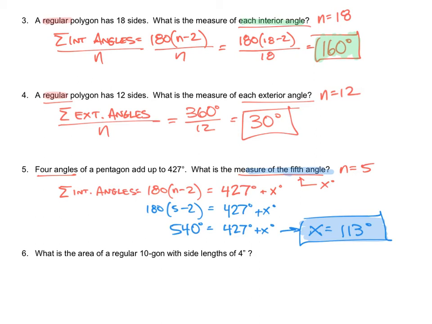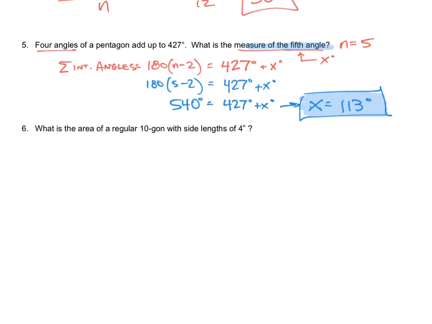Question number 6, probably the hardest one that I've asked you to do on this side. What is the area of a regular, oh, there it is again, let's highlight it, folks, a regular Pentagon with side lengths of 4 inches.